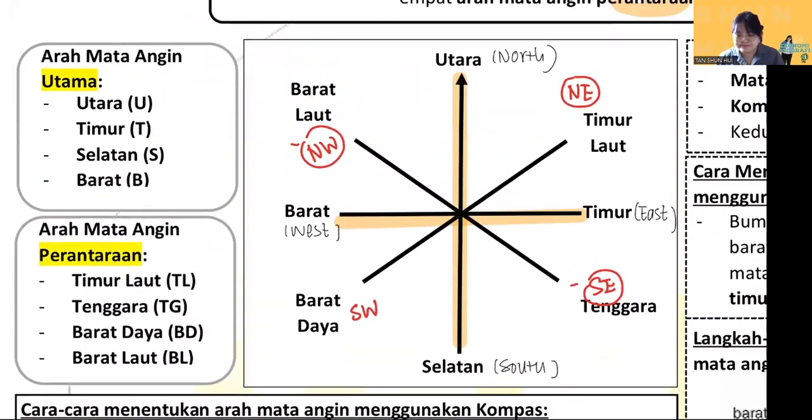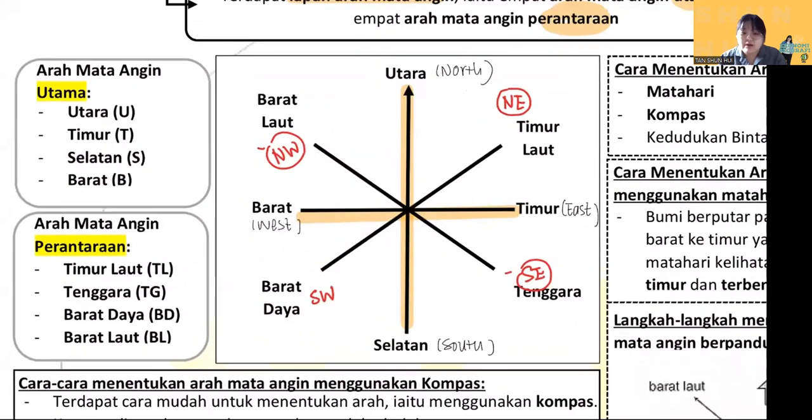Now, come back here. When we measure, you always begin from utara. So utara will be 0 degree. You will always measure clockwise, arah pusingan jam. So you begin with utara, you end with utara. If exactly at the arah of utara, you will get 0 degree or 360 degree. Okay, got it?